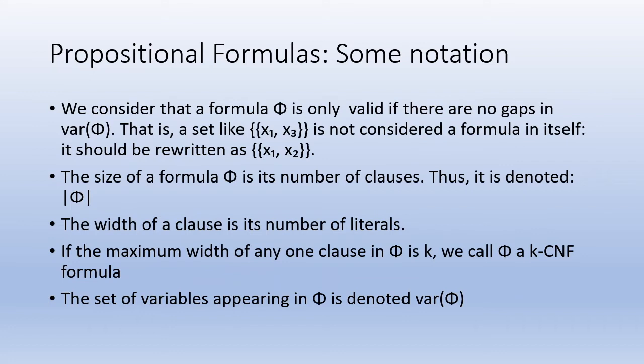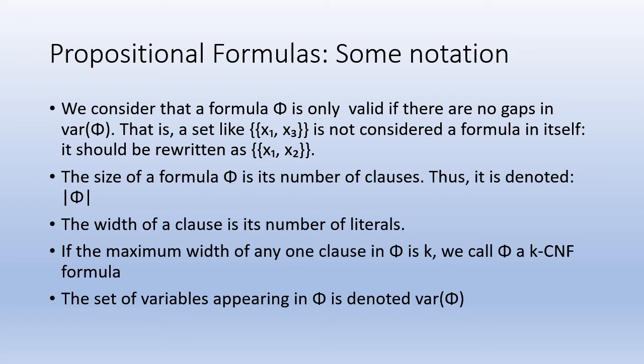We now go through some useful notation. We consider that a formula phi is only valid if there are no gaps in its set of variables. That is, if phi is a formula containing a single clause which contains in turn only two literals, this clause cannot be written as x1 or x3, since we do not have three literals. Instead, it should be rewritten as x1 or x2.